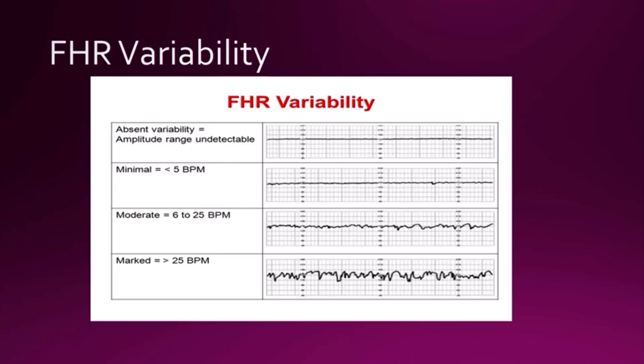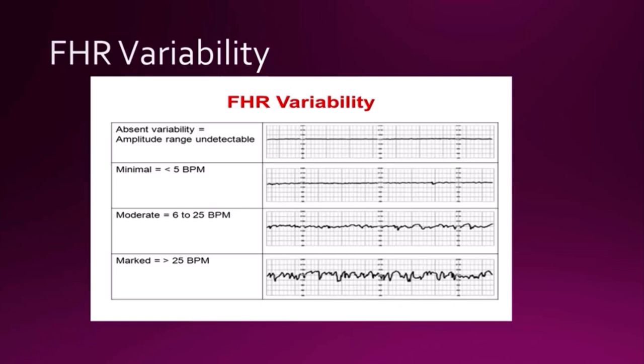Minimal variability is kind of the gray area. Just like you and I, if we were to lay down and take a nap, our heart rate doesn't fluctuate as much. A baby can do the same thing. If you've given mom some medication that sedates her and it's going to sedate the baby, then minimal variability is okay at times, but they should not have nothing but minimal variability.